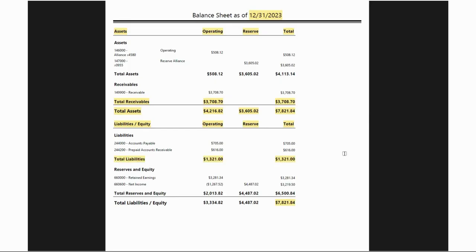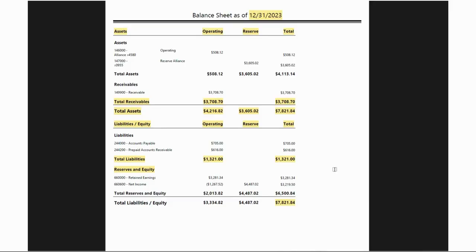Other things owed by the association can appear here. 2 notable examples are loans and deposits given to the association that will have to be paid back, like construction deposits. Within the same section, reserves and equity are next. This set of financials includes retained earnings and net income.